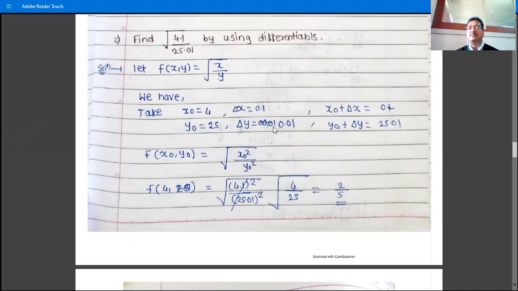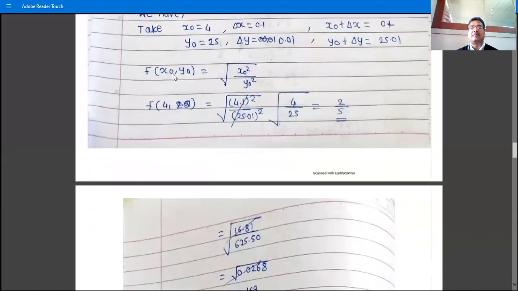So here write 4.1. And then the nearest integer to 25.01 is 25. And then delta y is 0.01, and therefore their addition is 25.01. And then the value at x naught, y naught, f of x naught, y naught, is root x naught by y naught. Don't write square here, because f of x y is root x by y. So f of x naught, y naught is root 4 by 25. That is 2 by 5, the final answer for f of x naught, y naught.